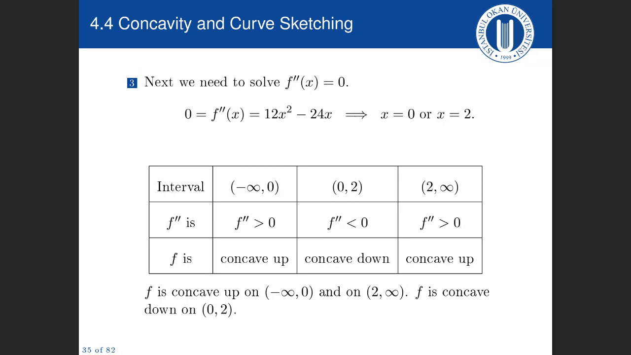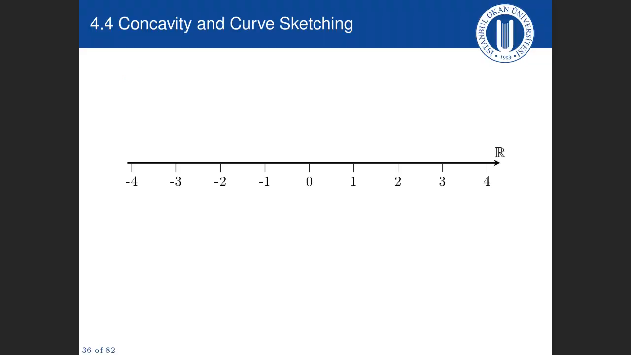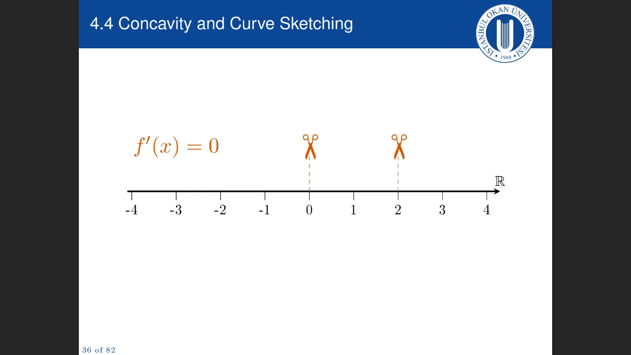Let's just summarize what we've done so far. The domain of our function is the whole real line. First, we looked at f prime of x is equal to 0, and we found that x is 0 or 2. So we're cutting our domain at 0 and at 2.